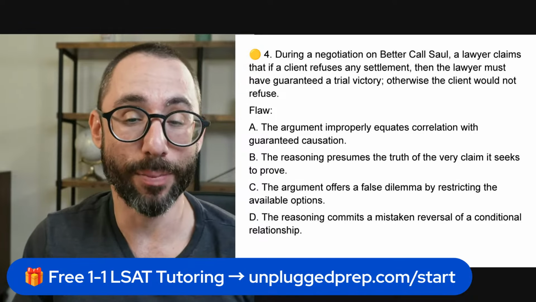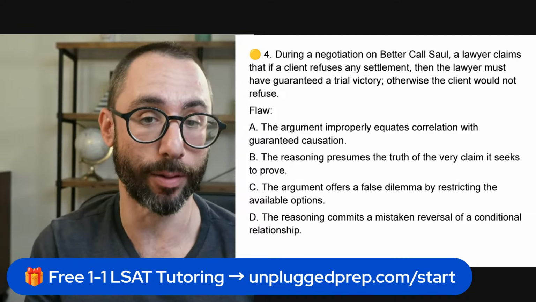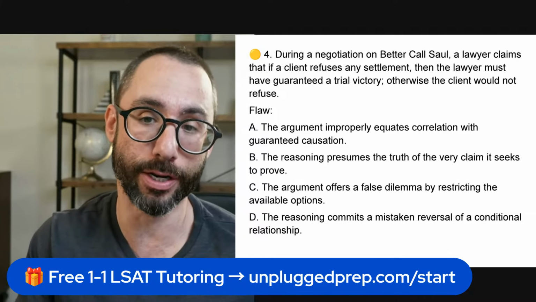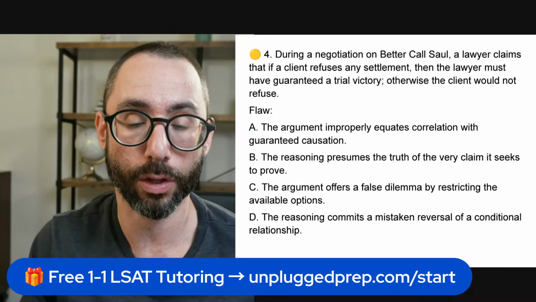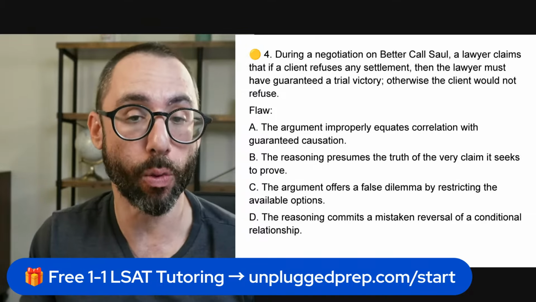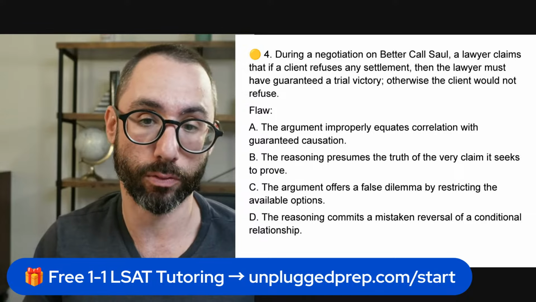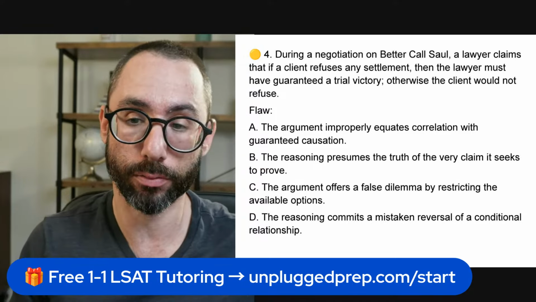Note the conditional statements that we have going on here. A lawyer claims that if a client refuses any settlement, so the if indicates sufficient condition, then the lawyer must have guaranteed a trial victory. So if the client refuses, the lawyer must have guaranteed a trial victory. Otherwise, the client would not refuse. So what is the issue with this argument? What is the flaw?